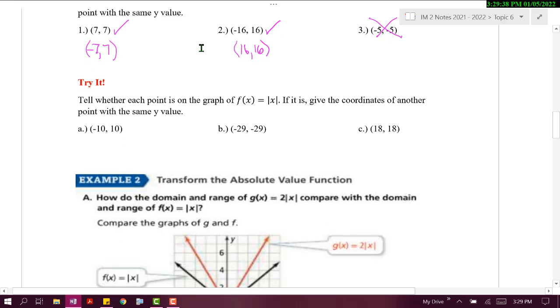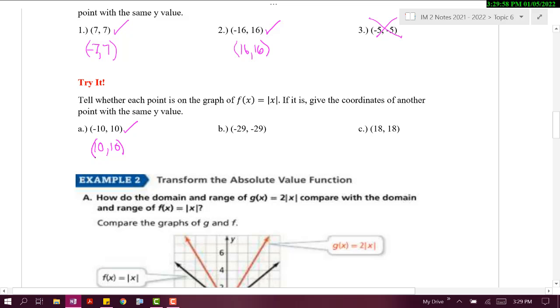Tell whether each point is on the graph of f of x equals the absolute value of x. If it is, give the coordinates of another point. So it's the same thing. Negative 10, 10. Yep, that works. We plugged in a negative 10. We got a positive 10 on the output. So we also could have put in positive 10 and got 10.